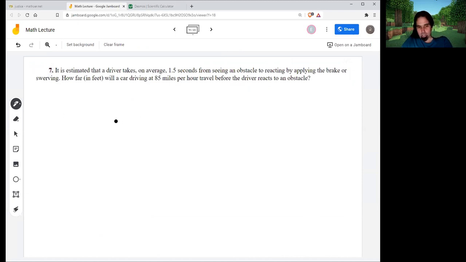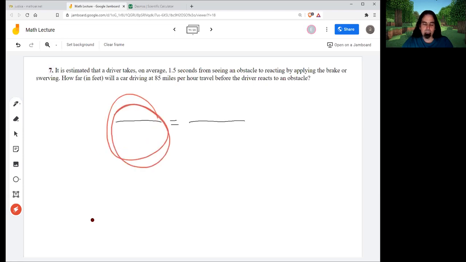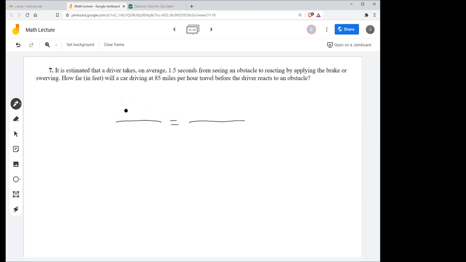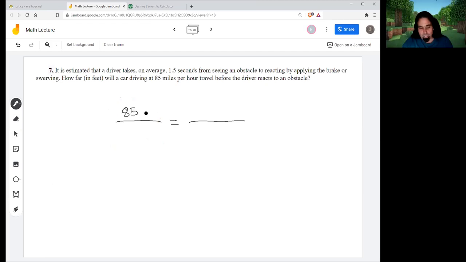So I want to do fraction bar equals fraction bar. What is one situation that I'll put on my left? Would it be 85 miles over 1 hour? That's a good place to start. We might want to change that later. But yes, those are the two numbers we have that go together, the 85 miles per 1 hour, right?